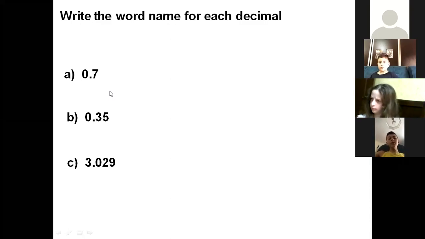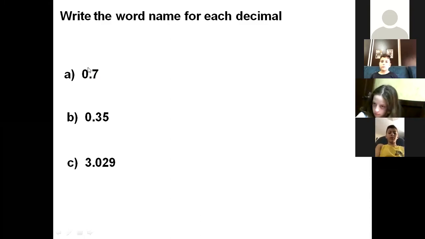7 tenths. Yes, excellent. There is nothing in the whole number, so we don't say 0, it's already 0, so we don't read it. So we go directly to the 7, and the value of that 7 is tenths. 7 tenths. Okay, thank you, Rashid.